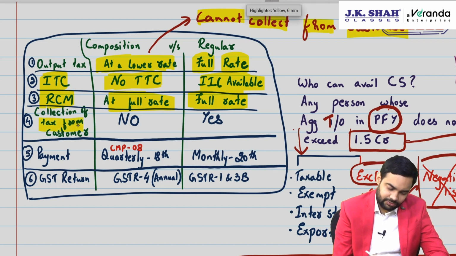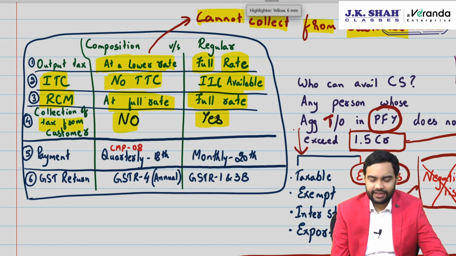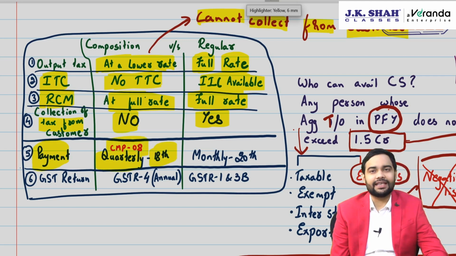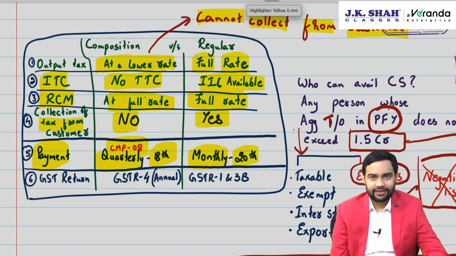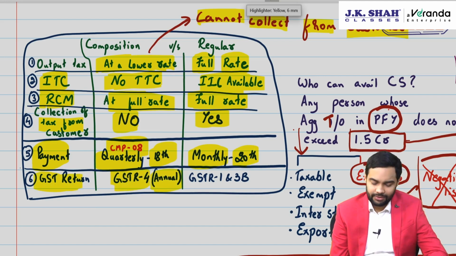Collection of tax from customer we have already discussed. Composition scheme cannot, while regular scheme person can. Payment is done on a quarterly basis by 18th using form CMP-08, while regular scheme person pays on a monthly basis by 20th. What is the GST return filed? Composition scheme person files GSTR-4 on an annual basis, while regular scheme person files GSTR-1 and 3B.